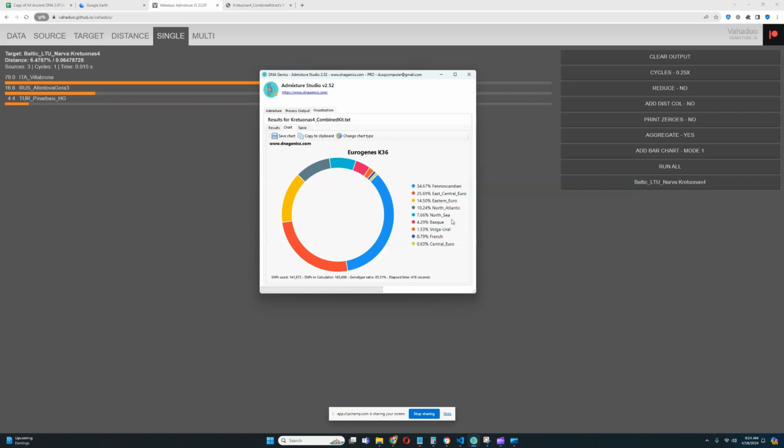North Sea, which is more like Scandinavian, 4% Basque, and I noticed that a lot of these European hunter-gatherers score Basque, 1.5% Volga Ural. Okay, so that's kind of interesting. You don't normally see European hunter-gatherers, unless they are Eastern hunter-gatherers, scoring Volga Ural. Followed by that is 0.79% French, and followed by that is 0.63% Central European.